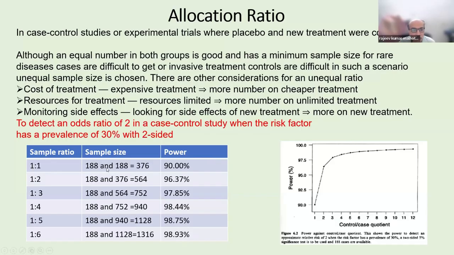If it is a 1 to 1 ratio, that is good. You get the optimal, small sample size. But if you want to go for 1:2, there is a gain in the power. So according to that, you can decide what the allocation ratio is. So I think you now understand how we can go for the allocation ratio.